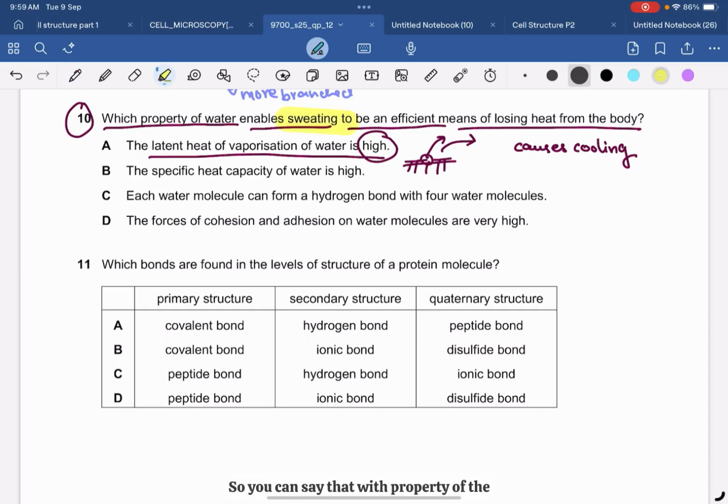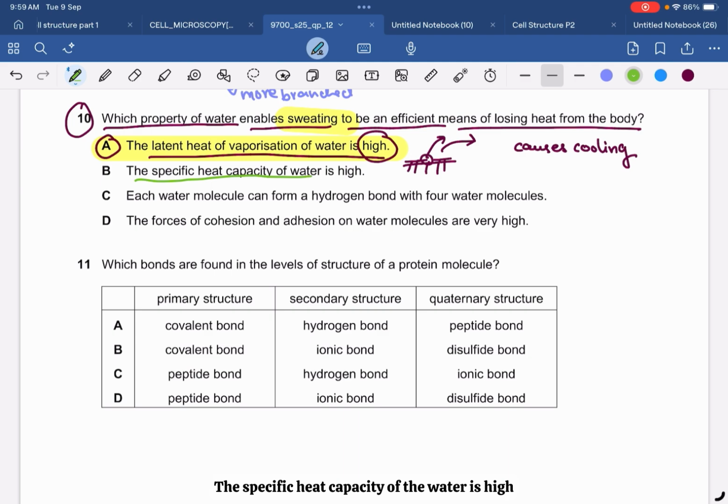sweating. So you can say that this property makes sweating an efficient means of losing heat from the body. So it is option A, that the latent heat of vaporization of the water is high. Now let's see why the other options are not correct.